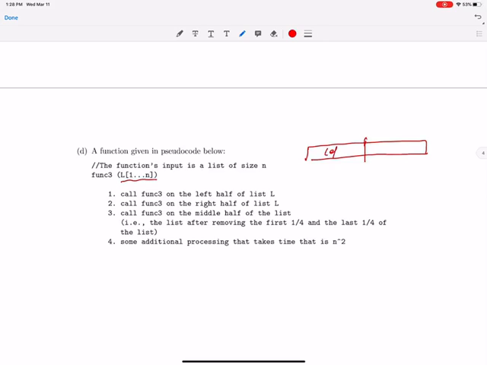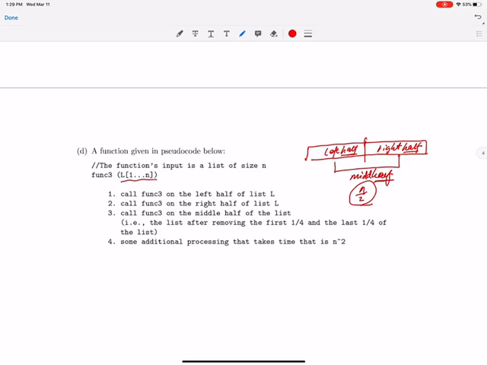This is called the left half, and this is the right half. But what about the middle half? That means from here to here. It's the middle half. They're all called half because their length is all half of n, the total, which is n divided by 2. And after the three function calls, we do some additional processing.